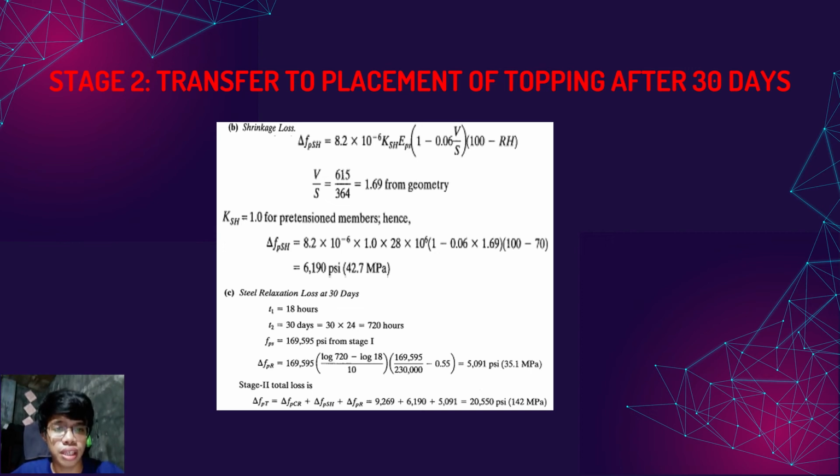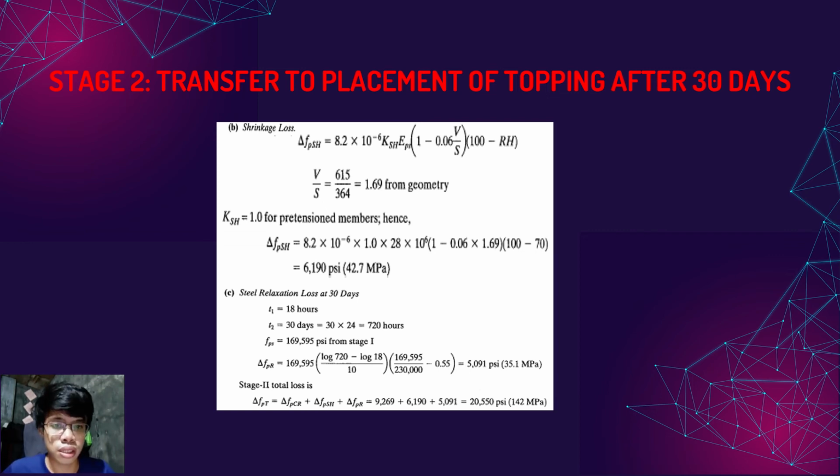And then solving for the steel stress relaxation loss at 30 days, we have a given time of 18 hours. So after 30 days, our hours will then become 720 hours because in one day, we have 24 hours. So 30 days times 24 hours will get us a T2 of 720 hours. So from stage 1, the solved FPS is equal to 169,595. Using those values, we could get the steel stress relaxation loss of 5,091 PSI.